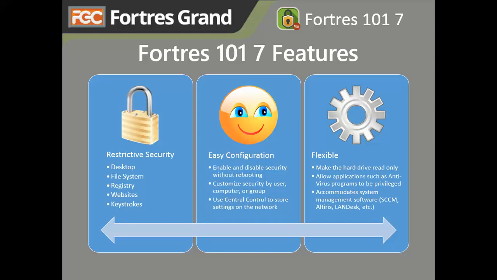The Fortres 101 security is very flexible. You can do things like make the hard drive read-only, and at the same time you can allow applications like antivirus programs or network management tools to be privileged where the security will not be applied to those programs. So in the case of an antivirus program, you can allow virus definitions to be downloaded and updates to happen to the antivirus program without Fortres 101 getting in the way, even while the hard drive is set to read-only for everything that the user does.